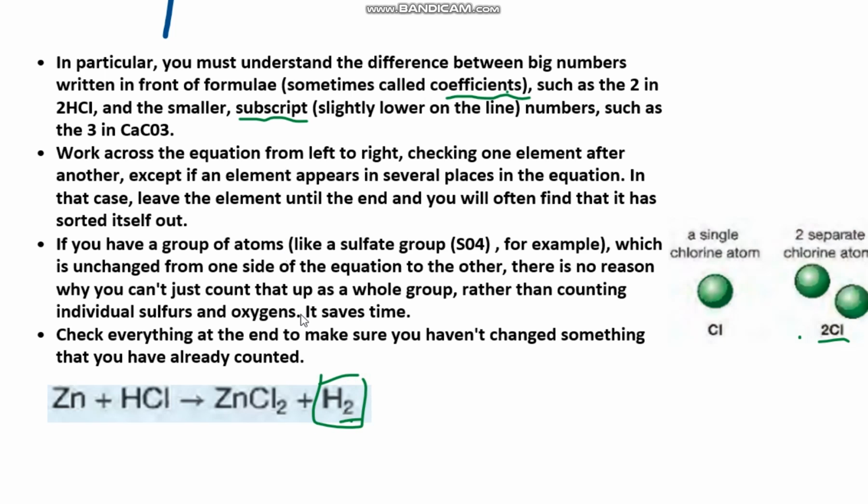Then we have to work across the equation from left to right, checking one element after another, except if an element appears in several places in the equation. In that case, leave the element until the end, and you will often find that it has sorted itself out. If you have a group, like sulfate here, that is unchanged from one side of the equation to the other, there is no reason why you can't just count that up as a whole group rather than counting individual sulfurs and oxygens. It saves time, it is easier also. And then we'll check everything at the end to make sure you haven't changed something that you have already counted.